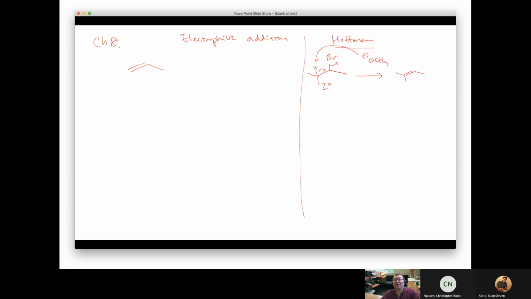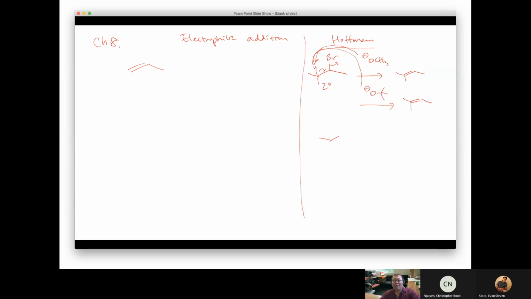Now let's think about increasing the size of the base. So now we're going to use t-butoxide. T-butoxide is something that we expect to be bulky. So if you're using t-butoxide, are we going to get the Hoffman product? No. It's still a secondary alkyl halide, so there's room to sneak in and get the hydrogen the same way. This will actually produce the same Saytzeff product.